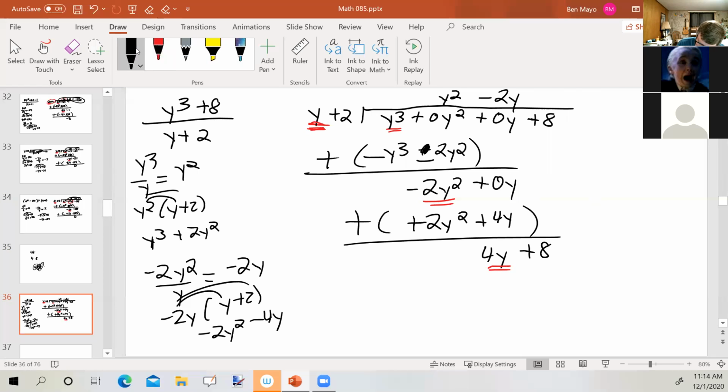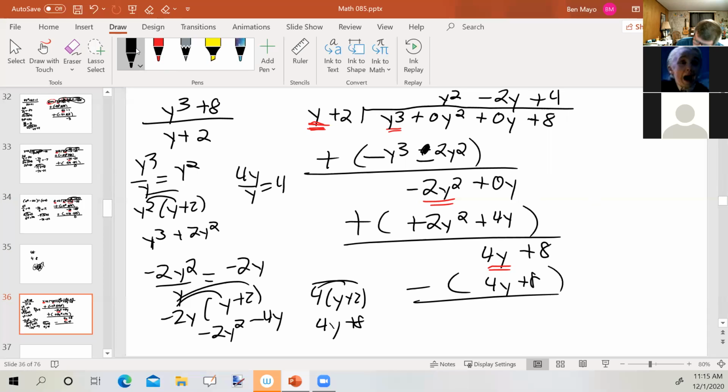Inside divided by outside. 4y divided by y is 4, so plus 4. And then 4 times y plus 2 is 4y plus 8. And we subtract that from what's up above, change it to addition of the opposite, and we get 0. Well, let's check our work. This times that should equal that. Let's see if it does.